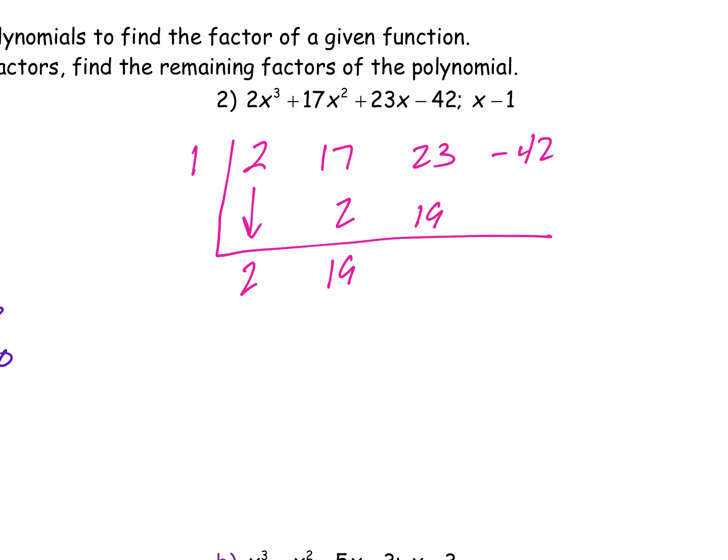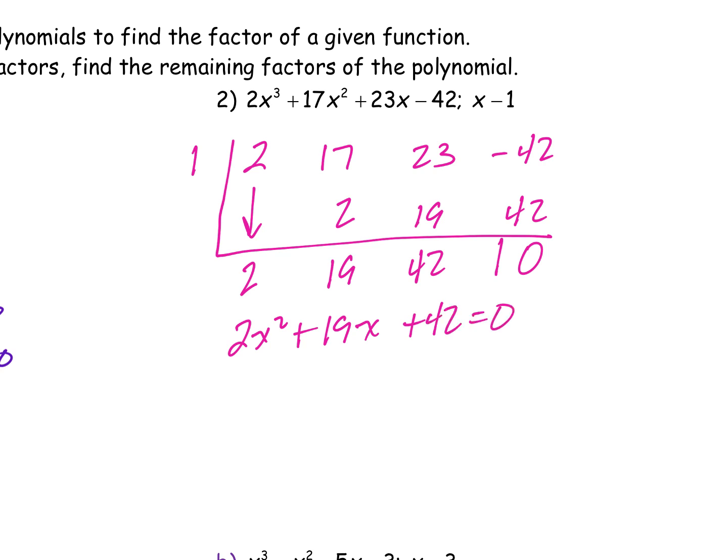And that's 42 I'm betting. And then that's 42. I kind of like this method now. So we've got 2x squared plus 19x plus 42 equals 0. Now we got to see if we can factor this. Yay. This one's going to be harder. This is going to be guess and check.